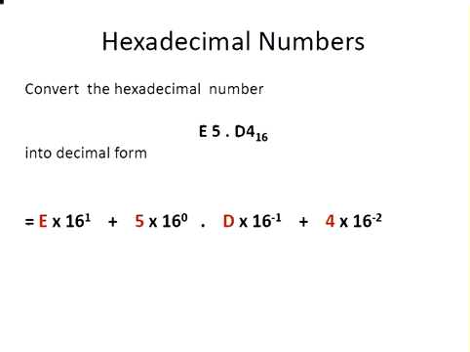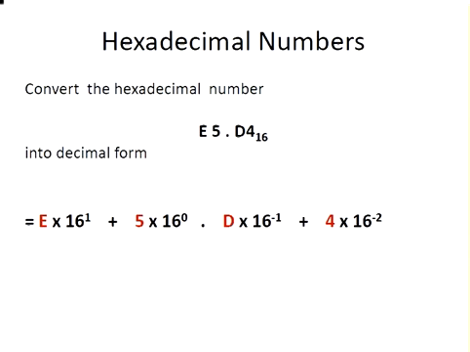The first thing we're going to do is split it up a bit, so we're going to put a bit of space in here. Where I have all those letters in red, I put in a bit of space first to put in these powers of 16. So I have E by 16 to the power of 1 plus 5 times 16 to the power of 0. I have that radix point there.